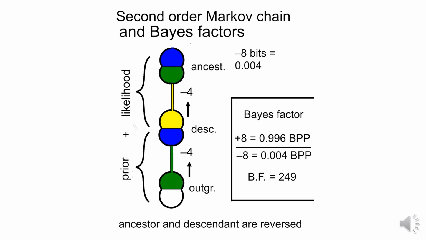We calculate the Bayes factor, which is one posterior probability divided by the other. This is 249. Any Bayes factor higher than 20 is strong support.